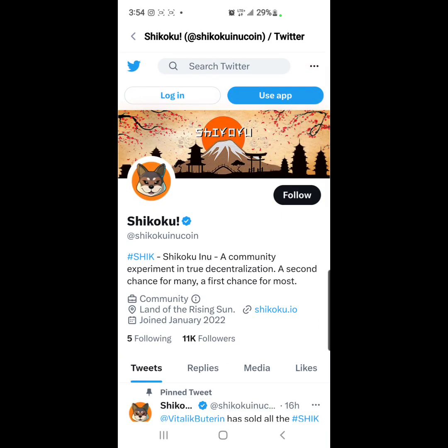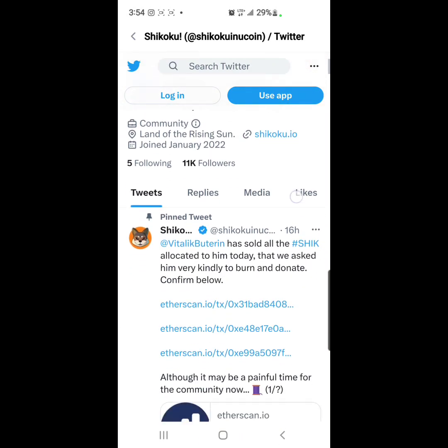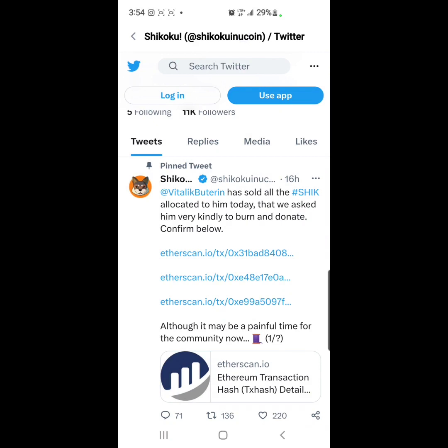So this is the official Twitter account for Shikoku coin, and as you can see, they're sitting at 11,000 followers. Now, the message is right here, guys. Vitalik Buterin has sold all the shik allocated to him today that we asked him very kindly to burn and donate. Confirm below. These are the three links that the team posts so you can verify that Vitalik has sold. Now, viewers and subscribers, we're gonna look at the first one and see what's going on.